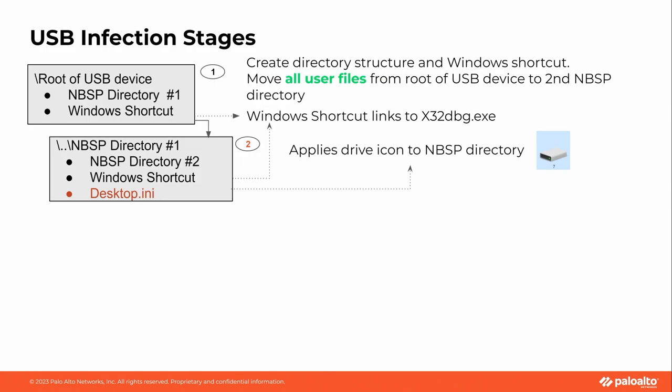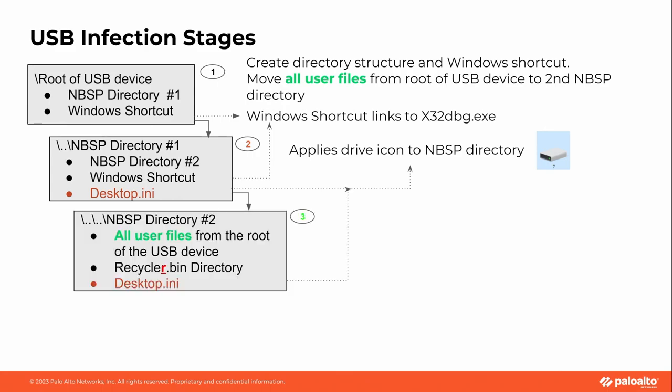For those who don't know, in Windows Explorer, if you have a directory set as hidden, Windows Explorer will look for an associated desktop.ini to apply the properties to that hidden folder. In this case, they're using shell32 number 7, and that is that blue image that is there. So they're basically turning that folder or directory to appear as a drive and not a folder or directory. In that second NBSP directory, all the user files and folders would be moved here.